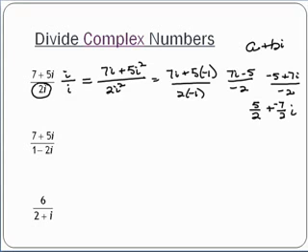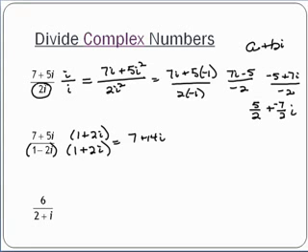Because it's a binomial, it's got 2 terms, I have to multiply by the conjugate. So this is referred to as a complex conjugate. So for 1 minus 2i, the complex conjugate is 1 plus 2i. All right, so we multiply numerator and denominator. So both of these we have to FOIL. In the numerator then, we get 7, we get 14i, we get 5i, and then we get plus 10i squared.